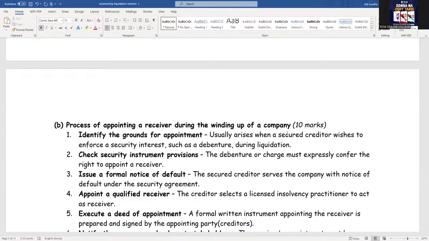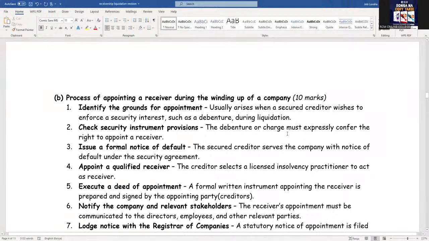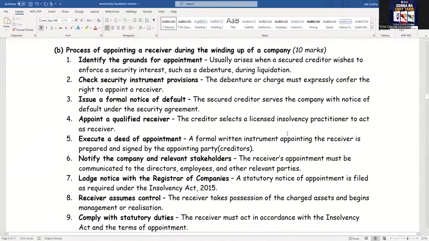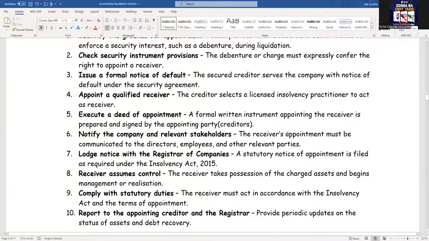Under the agreement of lending of the money, the instrument they signed to lend the money, the secured creditor had been given the leeway by the company to appoint a receiver, and therefore he is granted that right. Then issue a formal notice of default. The secured creditor serves the company with a notice of default under the security agreement. Then appoint a qualified receiver. The creditor selects a licensed insolvency practitioner to act as a receiver.